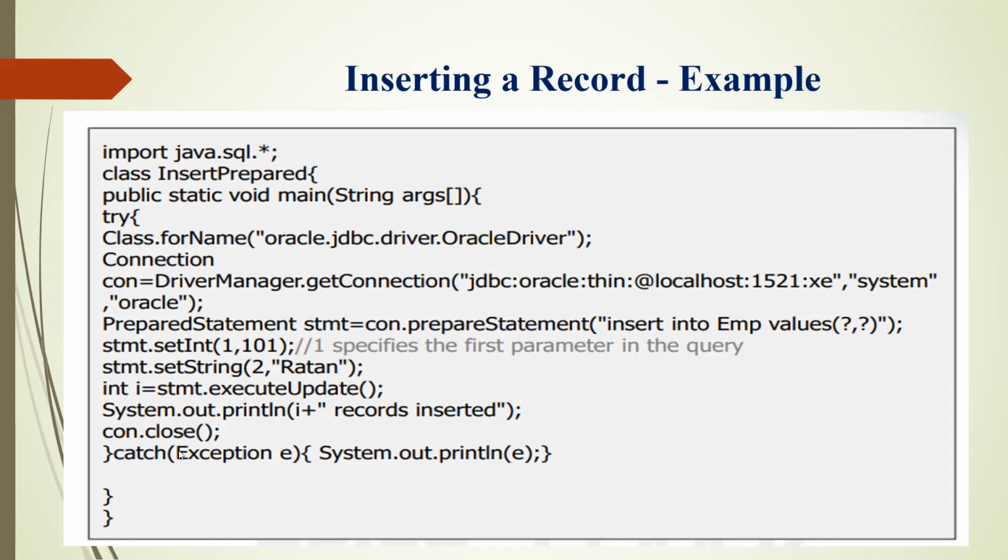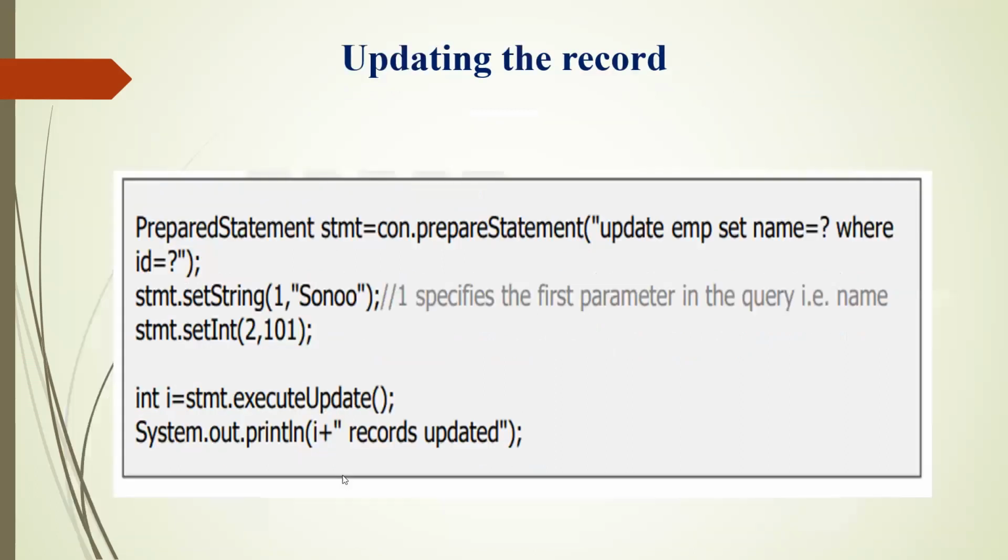Then properly we have to close all the connections, because in memory the Oracle driver class was stored and the connection was established. All these will be released from memory when we call connection.close(). Then if the query is not working or there is any problem with this execution, the catch block will execute. It will throw an exception and it will be printed. Then we can do insertion, deletion, updating, and retrieving of records from the database using prepared statement.